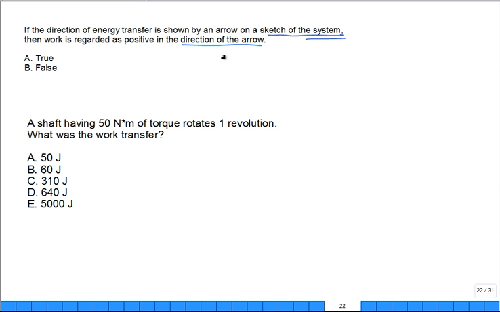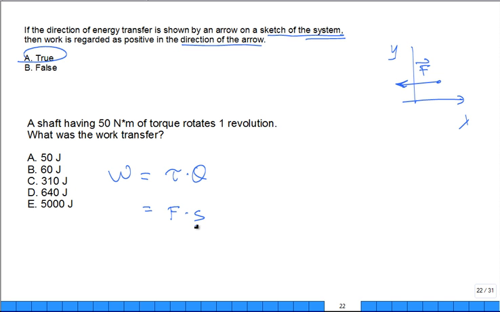True? Just like in statics in the free body diagram. If they had an XY system like this, and they put the force going that way, that was the positive direction of the force. True? True. All right. So we have the torque times a rotation gives me work. That's just like a force times a distance gives me work, true?